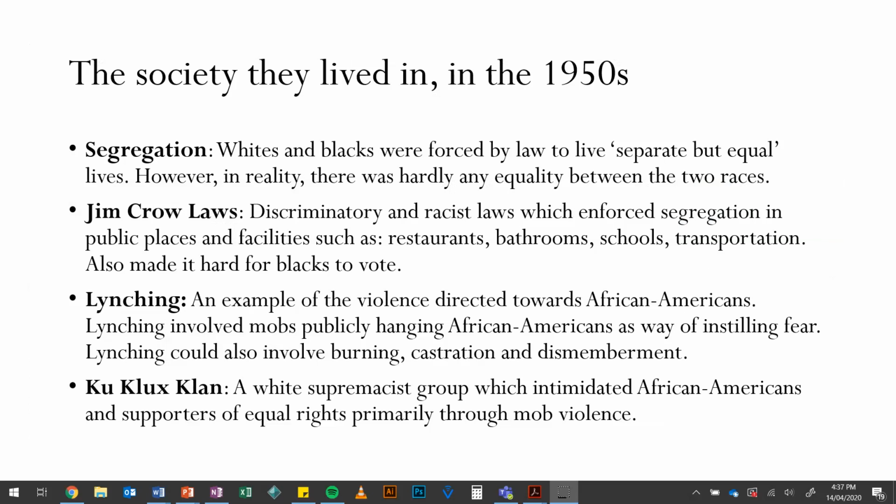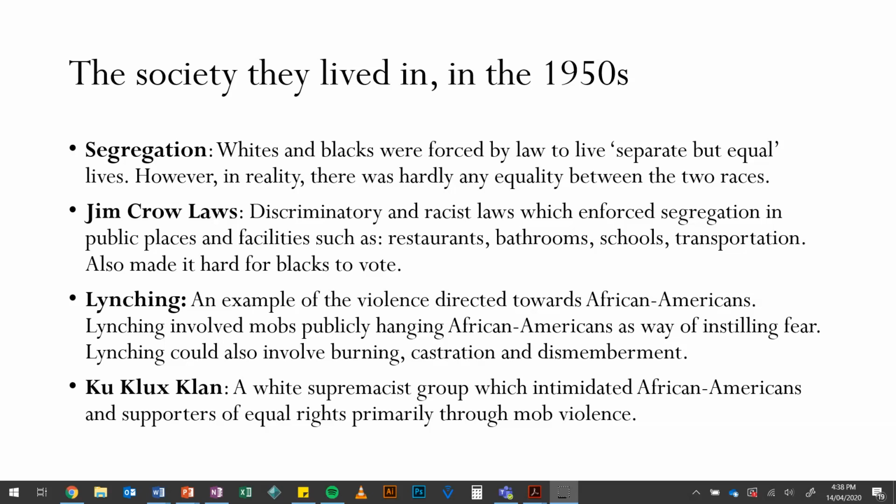So in the 1950s, we can see that these four elements were present: segregation; Jim Crow laws, which is the term used for the discriminatory and racist laws that enforce segregation; lynching, which was a form of violence directed towards African Americans and other colored people, which was an extremely dehumanizing way of killing someone. It involved publicly hanging African Americans as a way of instilling fear, and could also involve burning, castration, and dismemberment. So pretty severe in terms of violence. Lynching was not legal, but in certain states and certain communities, there wasn't much done to police it.